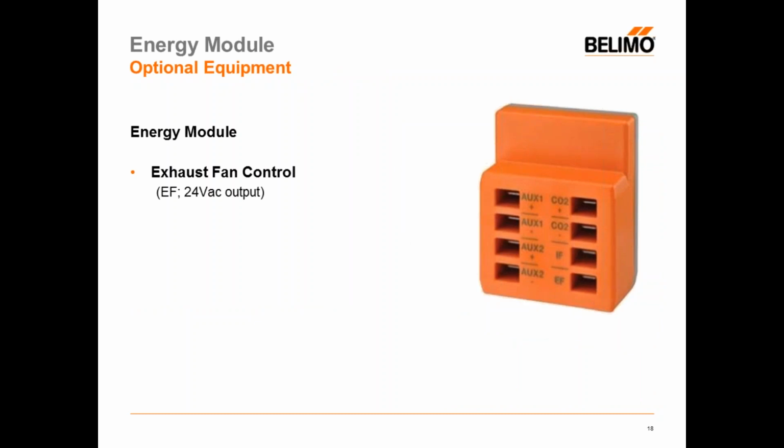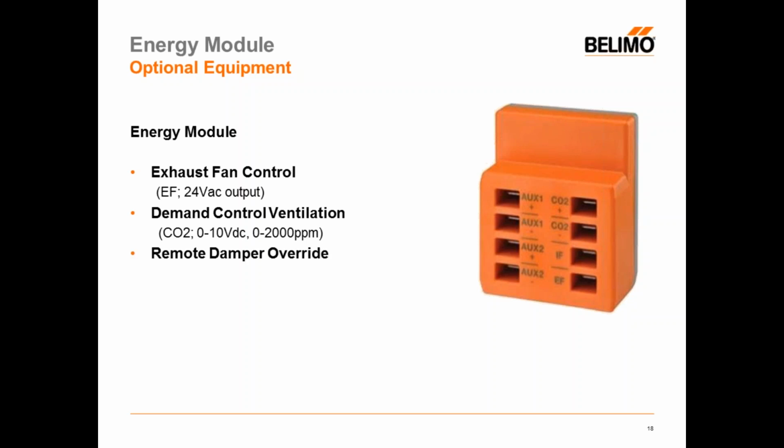The energy module allows for extended functionality, including exhaust fan control for pressure relief, demand control ventilation, which we just touched upon, and remote damper override. This is useful in situations where you would like to manually open and close the outside damper.